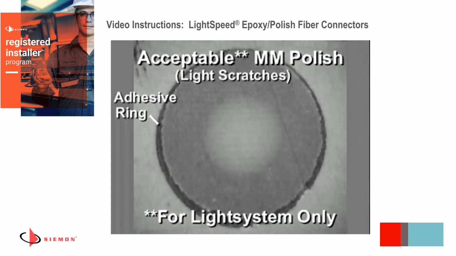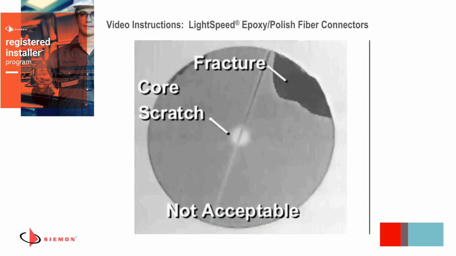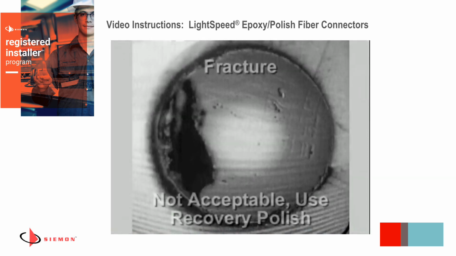If any portion of the fiber has fractured down below the ferrule surface, it will appear as a dark region through the microscope. If the fracture is not too far below the ferrule surface, a recovery polish can be used to polish down the ferrule surface and fiber flush with each other.